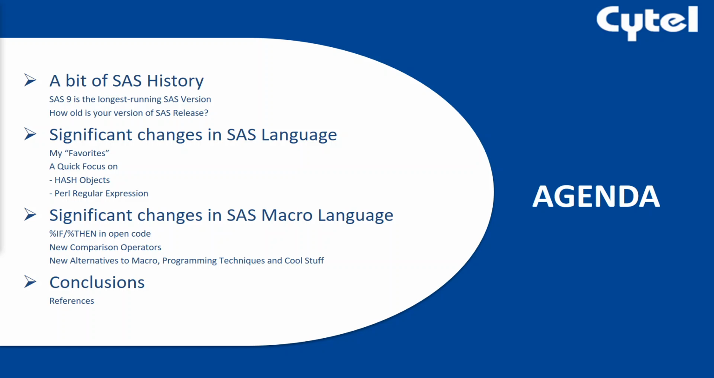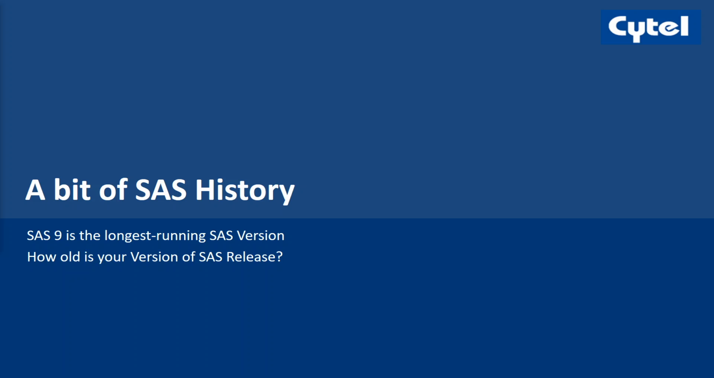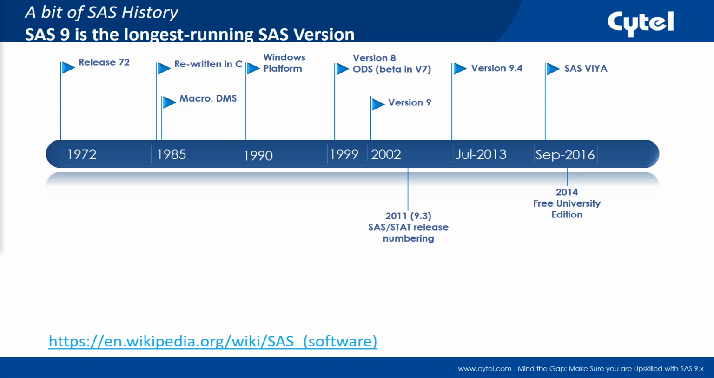This is the agenda with a summary of topics I'd like to cover today, starting with a very brief history of SAS and its evolution. Then I will provide some examples of what are, in my opinion, again, good programming language improvements that occurred with SAS 9. Before discussing such improvements introduced with SAS 9, let me give a lesson on SAS history.